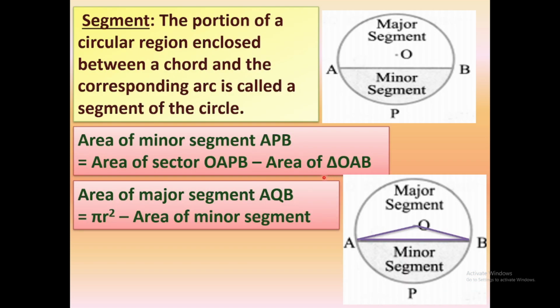As in the previous one, I just made you write this formula: area of minor segment is area of sector minus area of triangle. This formula you all know. The area of the sector, you all know, is theta upon 360 into pi r square. But how are we going to find the area of this triangle? This you should know. I have explained it in the next slide. Just see it.